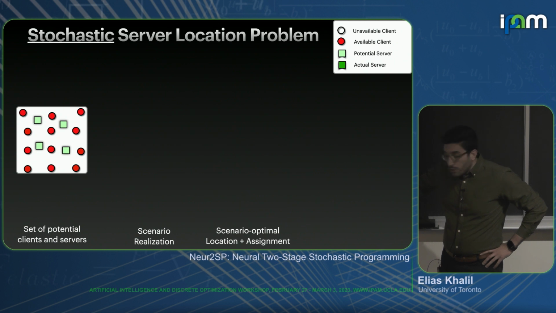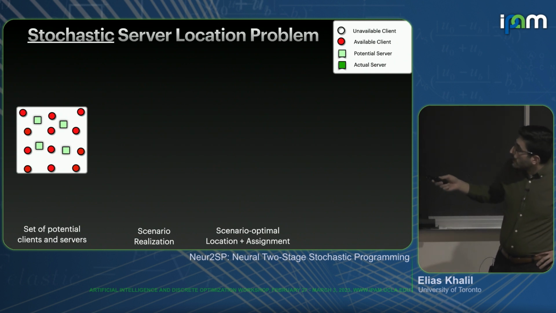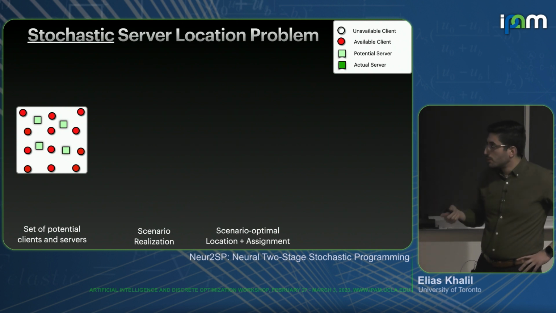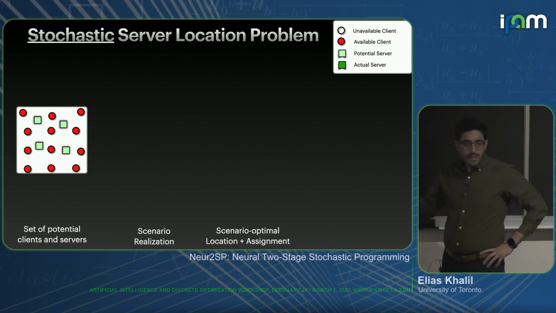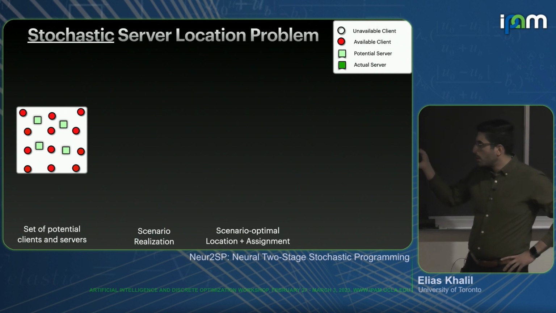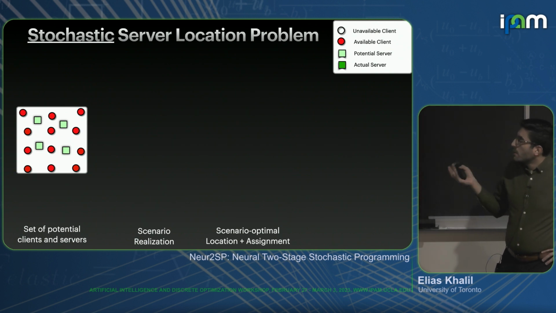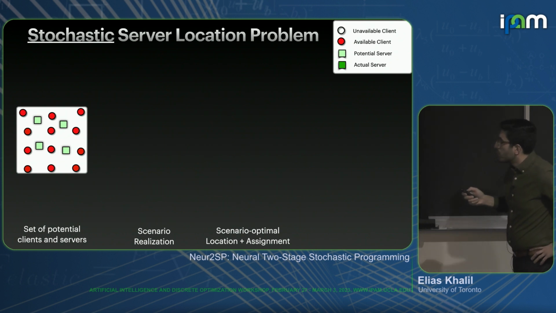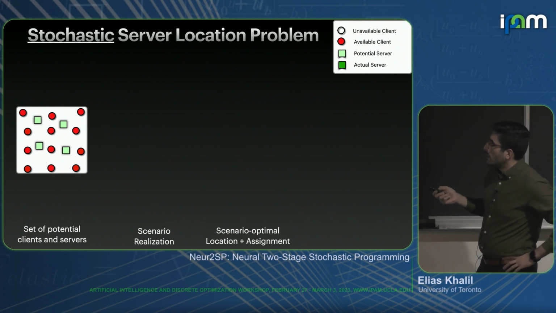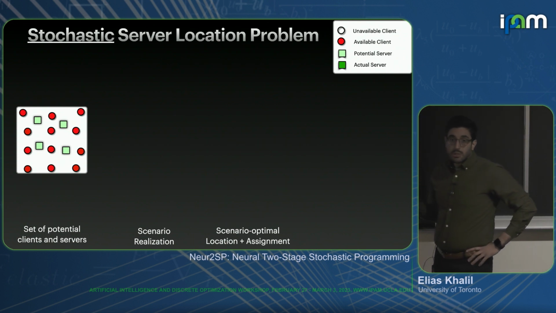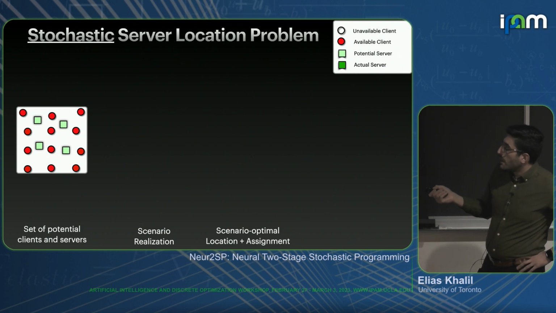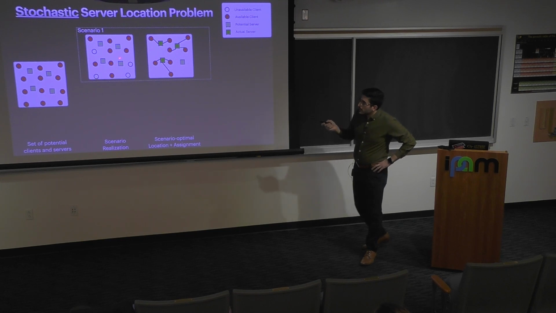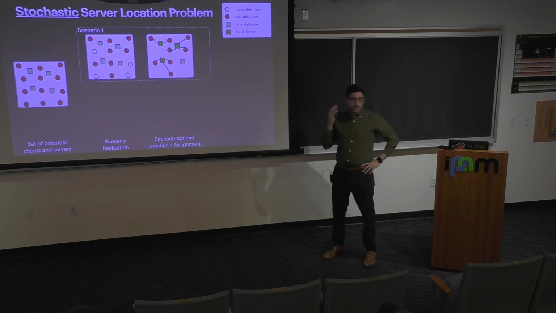So the circles are potential customers, and the squares are potential locations where you can put servers or facilities that can serve those customers. And of course, there's a bunch of constraints, costs to transport from location to customer to server, and so on. We're not going to concern ourselves with exactly what these are. But the stochastic problem says that there are multiple scenarios that you could encounter. So it's not that all clients are known in advance. In scenario 1 here, only the red subset of clients is available, maybe with some probability.